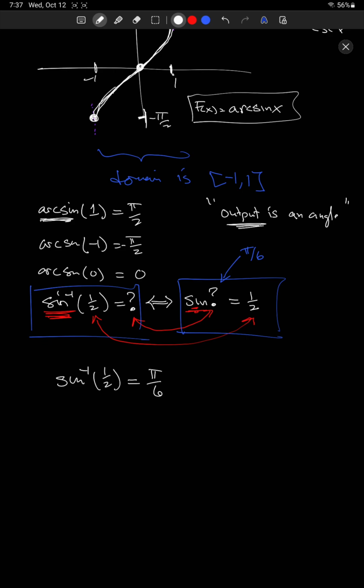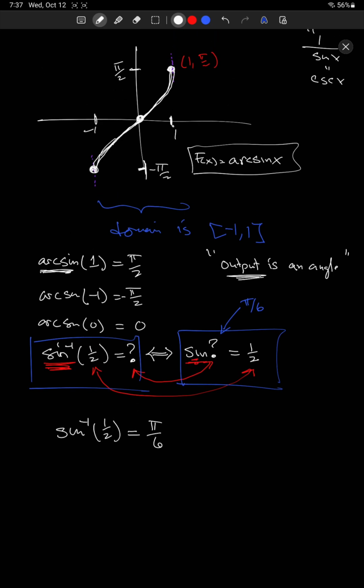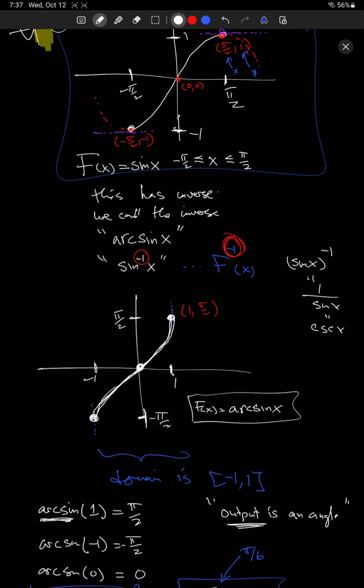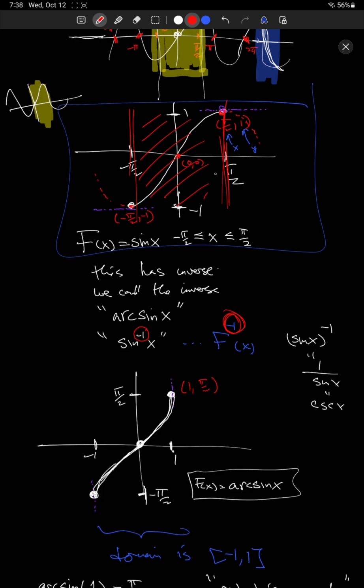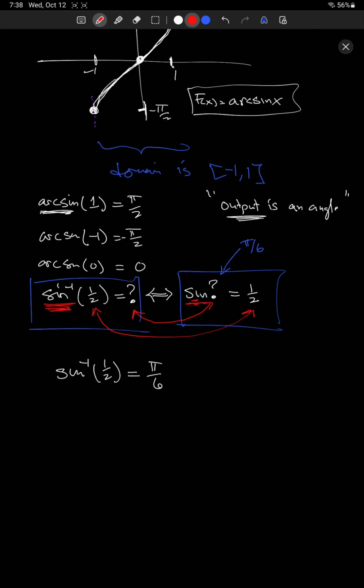Okay, and here we have to be a little careful because there are potentially many inputs we can put into sine to get the output 1/2. But what we're doing here is looking at sine only between minus pi over 2 and pi over 2, right? So even though there are many potential answers to the question, sine of what is equal to 1/2, we only want the answer that's between minus pi over 2 and pi over 2. Okay, pi over 6 is between minus pi over 2 and pi over 2, so we're all set.